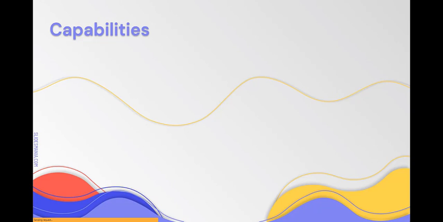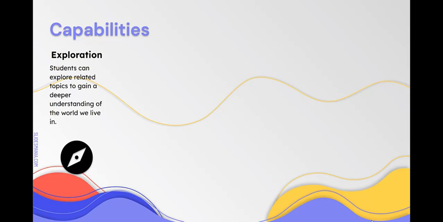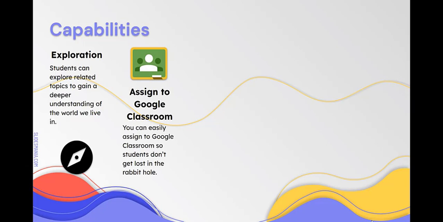So now that you have learned a little bit about the different applications for both Google Earth and Google Arts and Culture and how they connect to the GISD Learner Profile, let's look at some of the shared capabilities of these two systems. The first one is they both allow for exploration. Students can explore related topics to gain a deeper understanding of the world we live in. Both of these tools allow teachers to assign different things to Google Classroom to make things easier for your students to access.